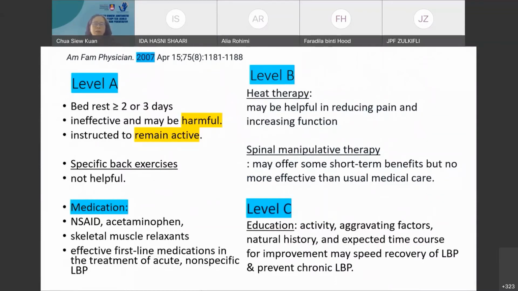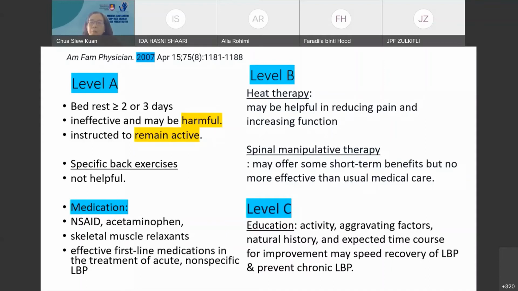Okay, the only thing helpful is that the doctor can prescribe non-steroidal anti-inflammatory drugs or muscle relaxants. These are effective first-line medication, which is beyond our role. Okay, Level B says that hot pack heat therapy is easy and better. I also practiced hot packs in clinical years, 2007 to 2010 or so. It may be helpful in reducing pain and increasing function. Why do they always put maybe? Because some patients respond and some don't, but you can suggest they proceed.